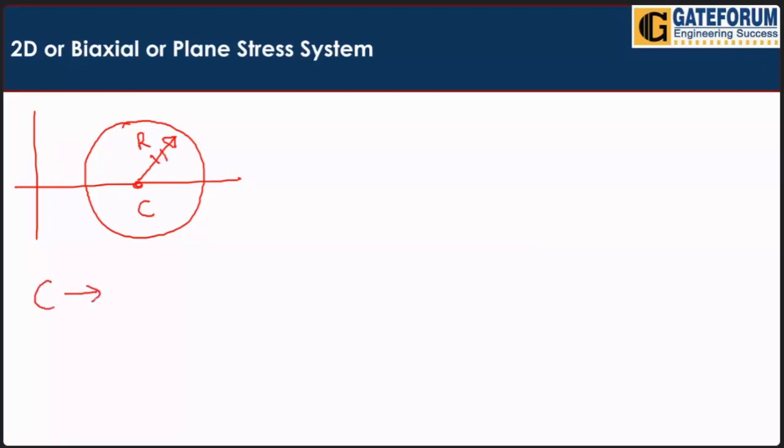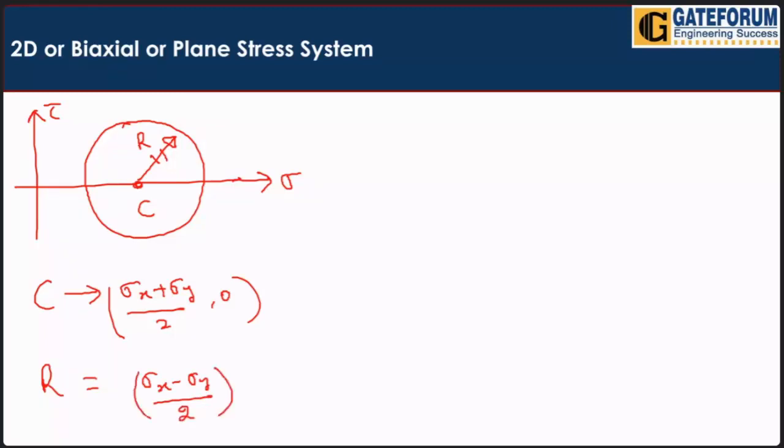So the center will always be at (sigma x plus sigma y divided by 2, comma 0). The center will always be on the x-axis, here on the sigma axis. And what about the radius? The radius will be the square root of (sigma x minus sigma y divided by 2) squared plus tau xy squared. This will be the value of the radius. So please remember the formulas for center and radius.